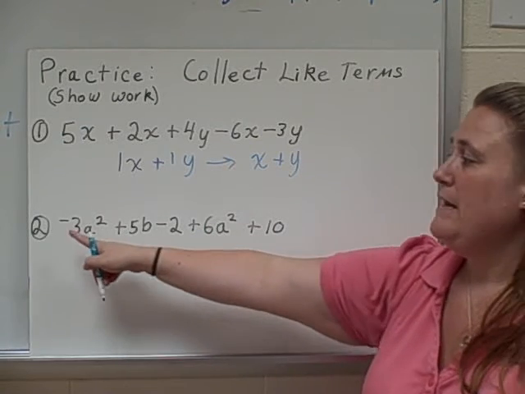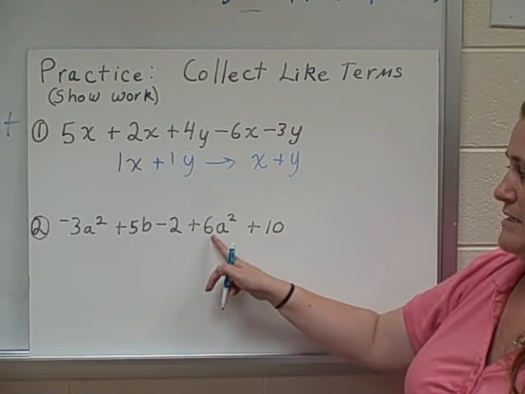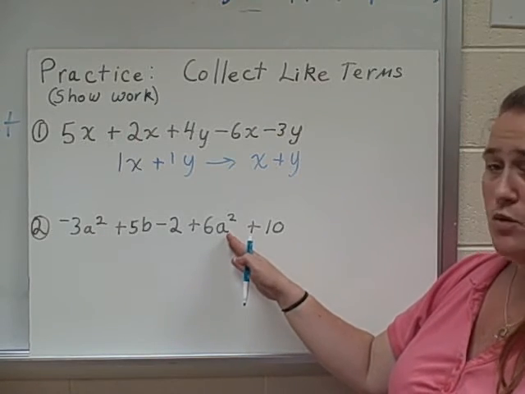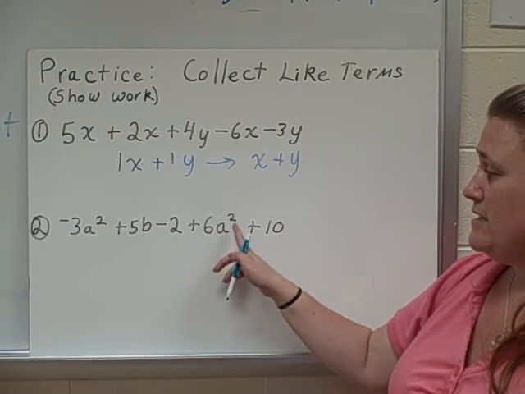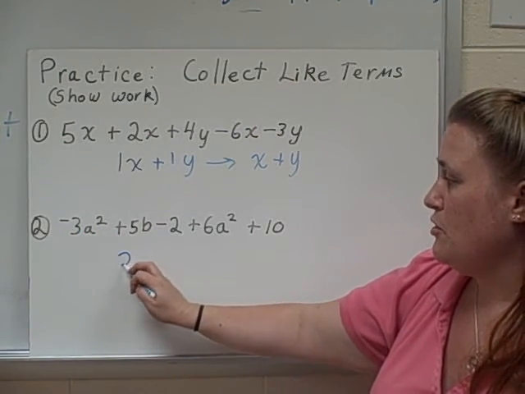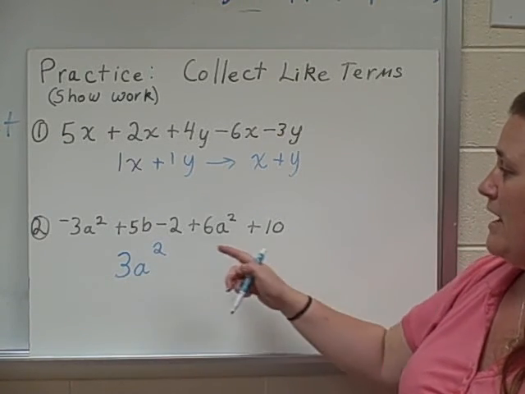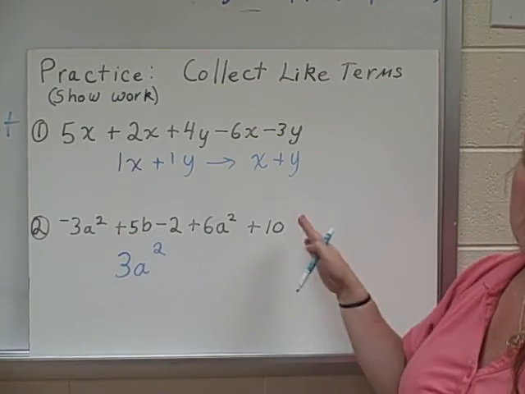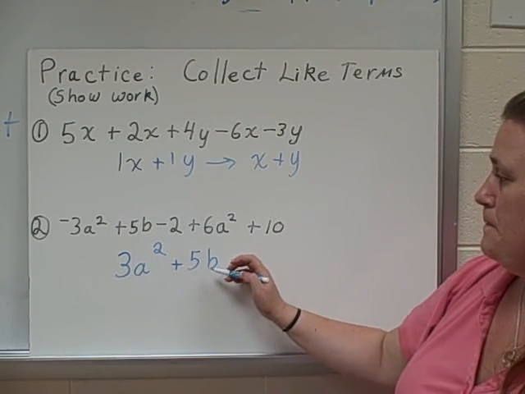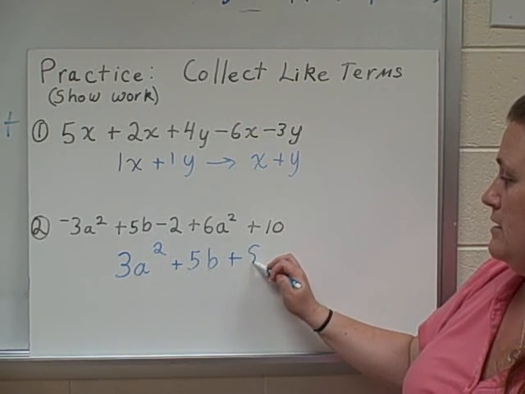Number 2: negative 3a squared plus 5b minus 2 plus 6a squared plus 10. A squared and a squared. So it's 6a squared plus negative 3a squared, which gives me just 3a squared. Then I have 5b, but no other b's, so just 5b. Minus 2 and a plus 10 gives me a plus 8.